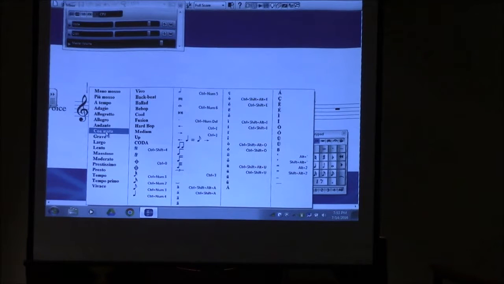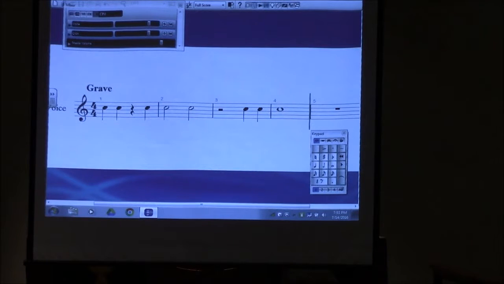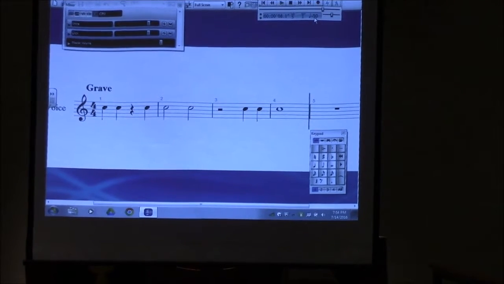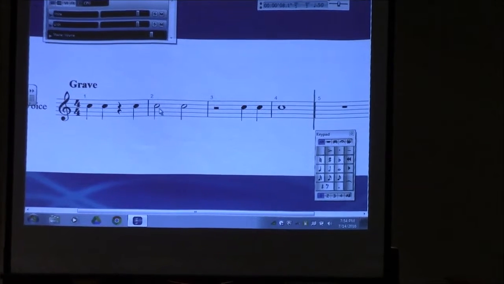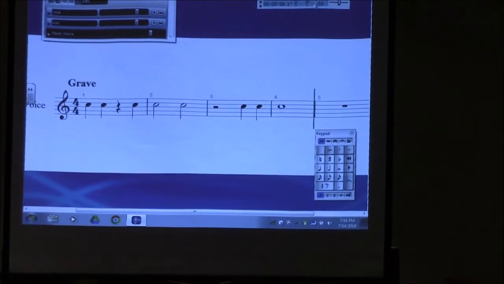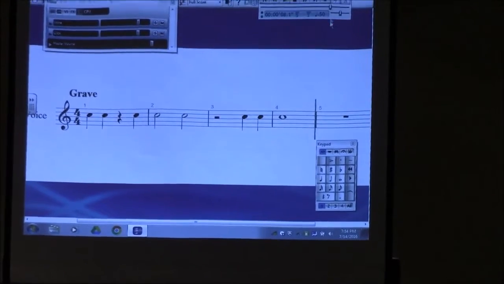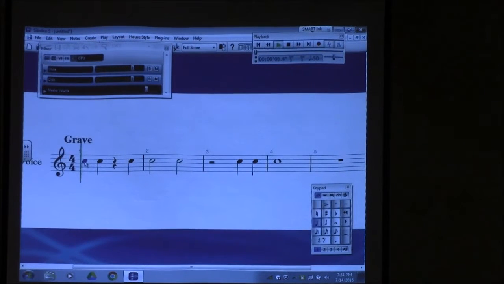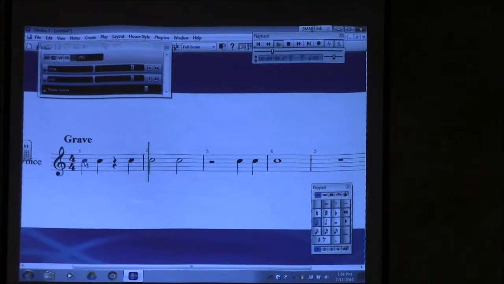Try grave. Okay, what do you think grave means? Looks like grave means very slowly. Very slowly. Now, this program will respond to the word grave. It will play this back slowly. Yep. Go ahead and play it, Andrew. Listen to it grave. You can be here all night.